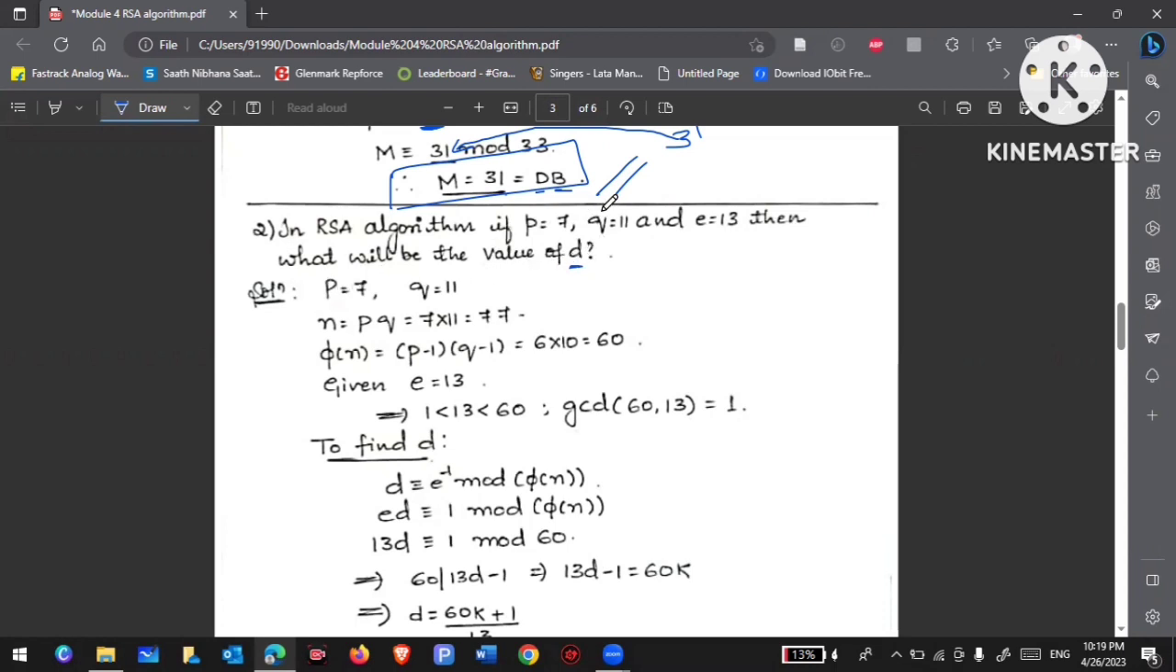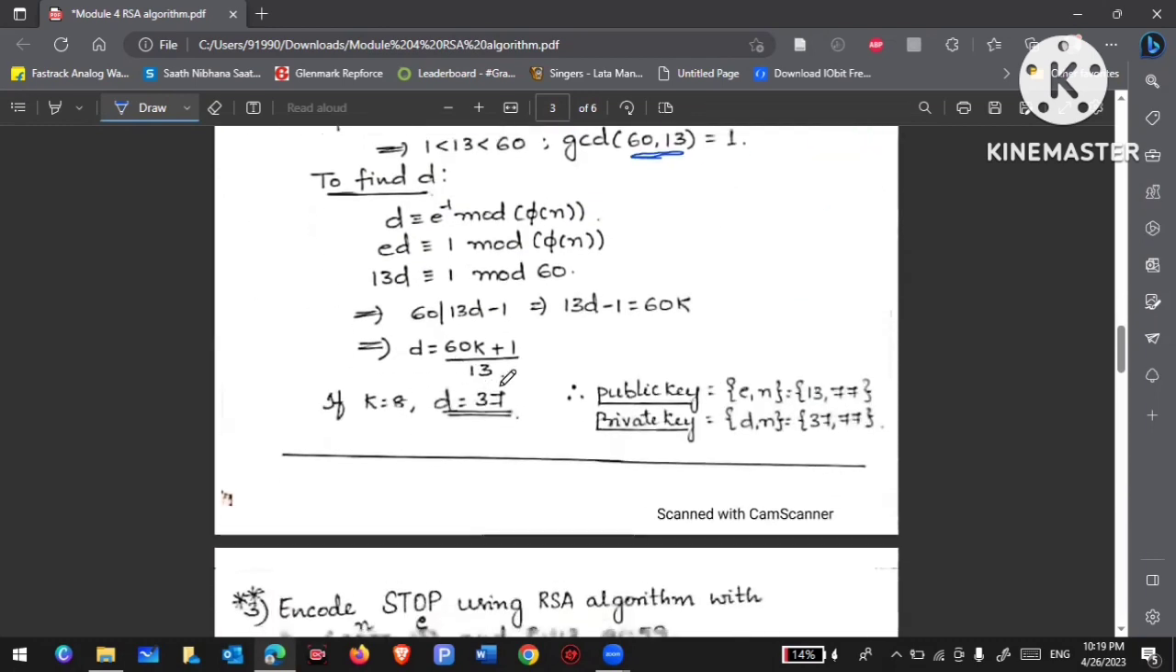First step, P is equal to 7 given, Q is equal to 11. Find N, P into Q, that is 7 into 11 equal to 77. Then you find phi of N, P minus 1 into Q minus 1. 7 minus 1 is 6 and 11 minus 1 is 10. 6 into 10, you have 60. Then choose the value of E such that it is between 1 and 60. So here it has been chosen as 13, such that the GCD of 13 and 60 is 1.